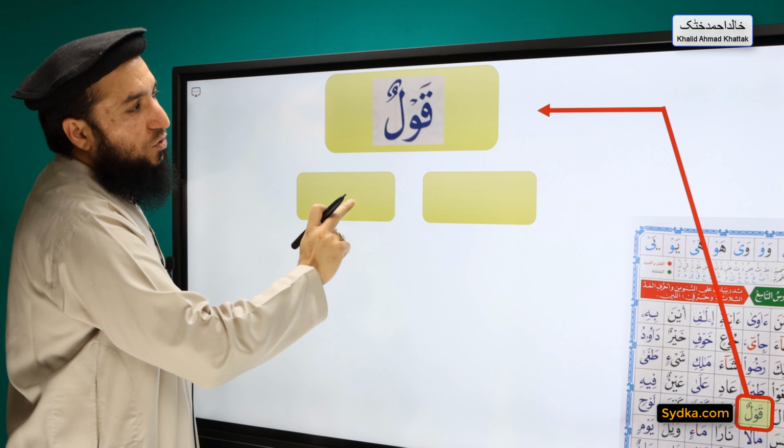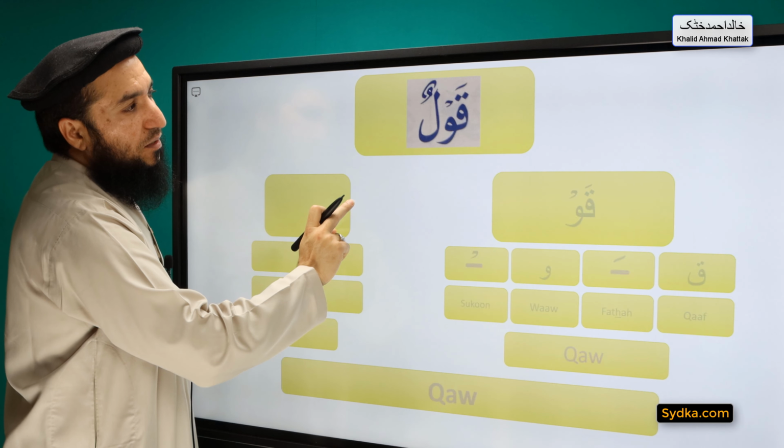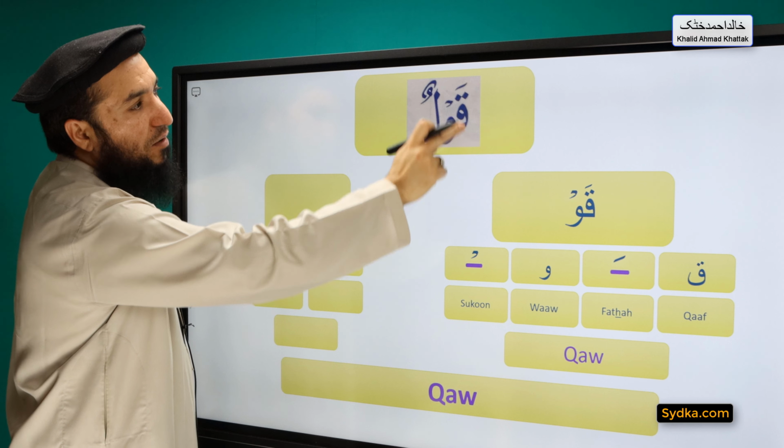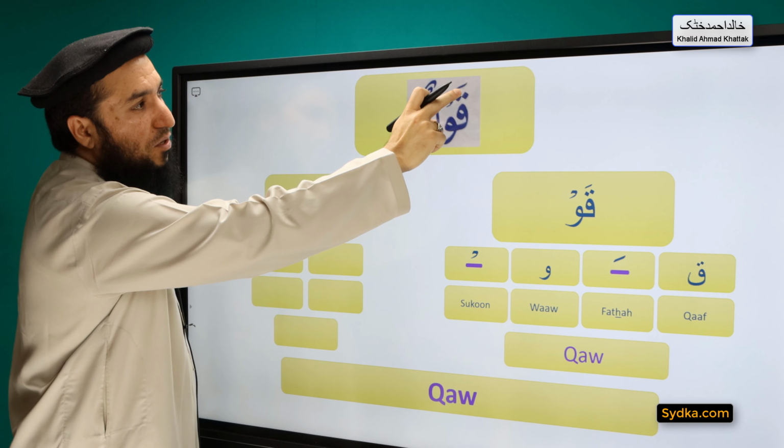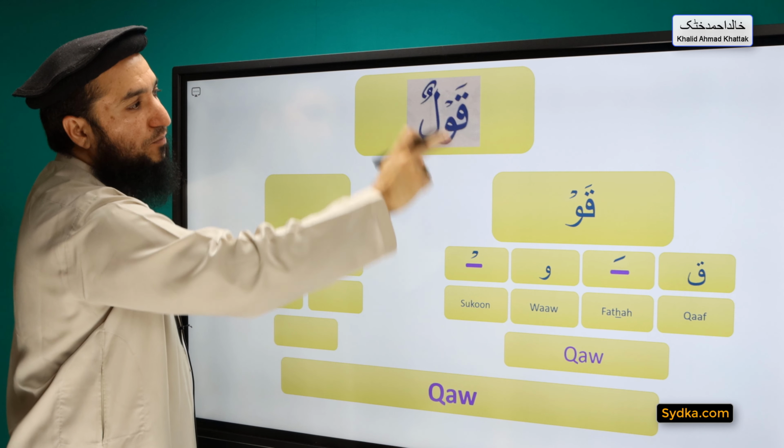The next word we have is Qawlun. It can be divided into 2 syllables. The first syllable we have is Qaf Fatha Waw Sukoon Qaw. Qaf is a heavy letter. It has Fatha on top of it, and it is followed by Waw Sukoon.